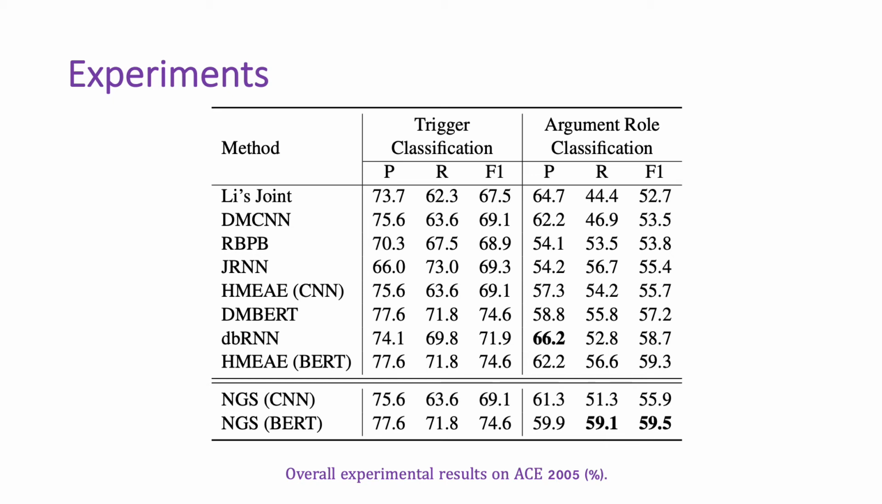Here are the experimental results on the most widely used ACE 2005, compared with various state-of-the-art models. We can see that our NGS-CNN and NGS-BERT achieve significant improvements over their basic models DMCNN and DMBERT, and NGS-BERT achieves comparable results with all the existing state-of-the-art models, including our previous work HMEAE, which shows the effectiveness of our NGS framework.